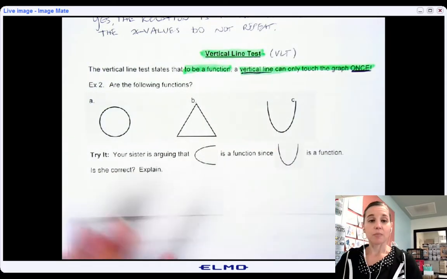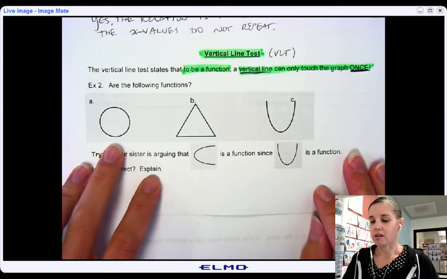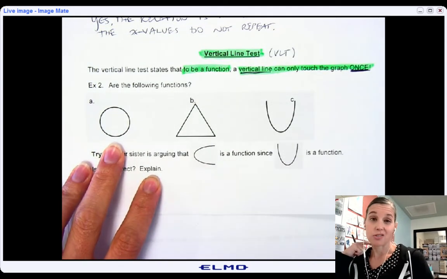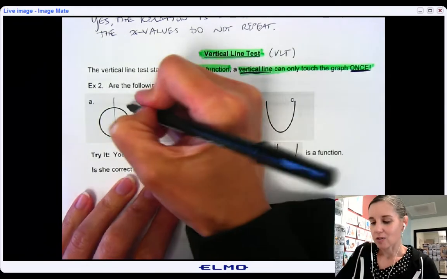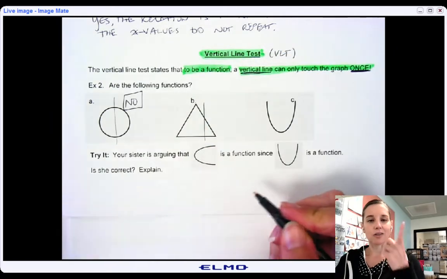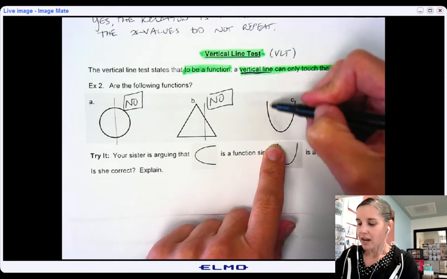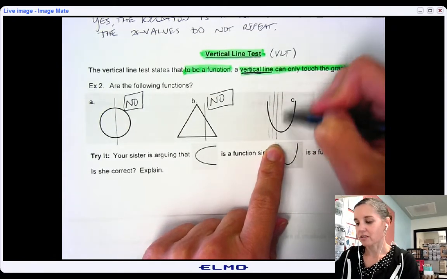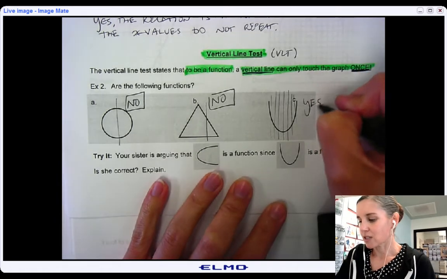For example 2, it says, are the following functions? If I draw a vertical line, did I hit it only once? No, I did not. So this is not a function. Here again, if I draw a vertical line, did I only hit it once? No, I did not. So that is not a function. And here, every single time I draw my vertical line, I only hit that parabola once. So yes, this would be a function.